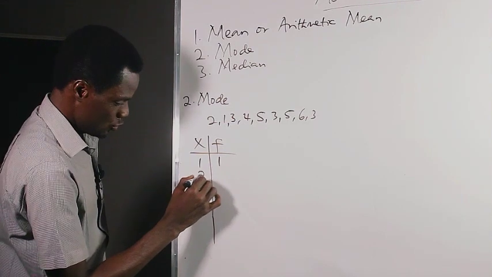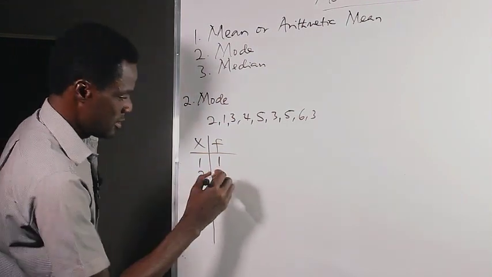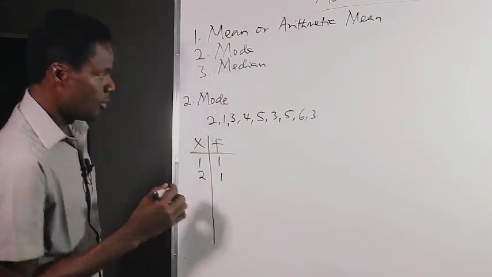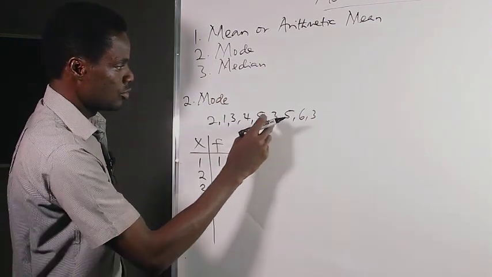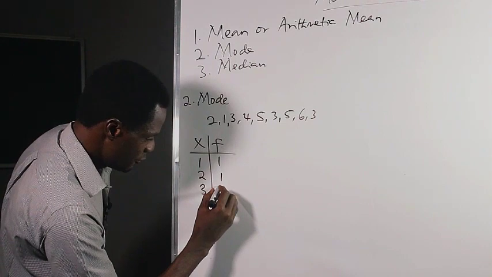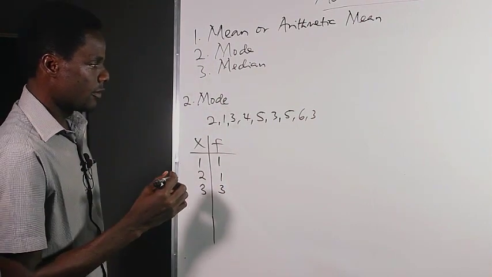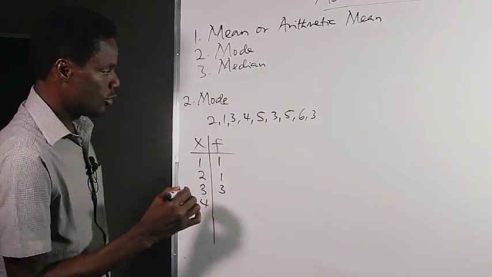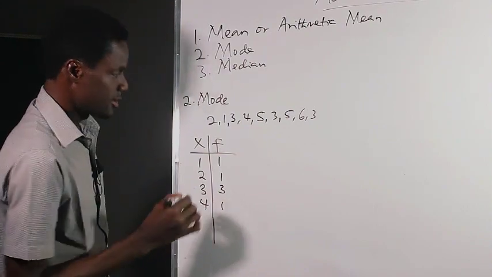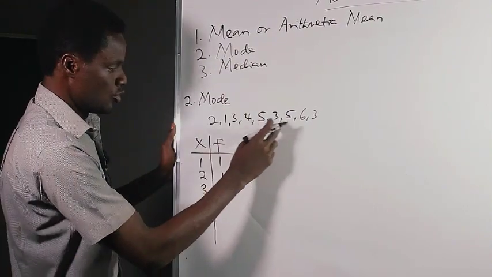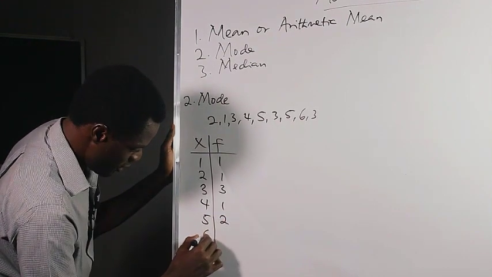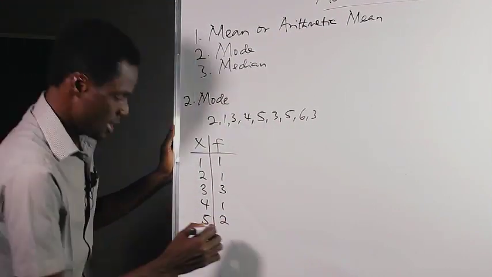Then we have 2. 2 appears only once. Then we have 3. 3 appears 1, 2, 3 times. So the frequency for 3 is 3. Then we have 4. 4 appears only once. Then we have 5, which appears 2 times. Then we have 6, which appears only once.